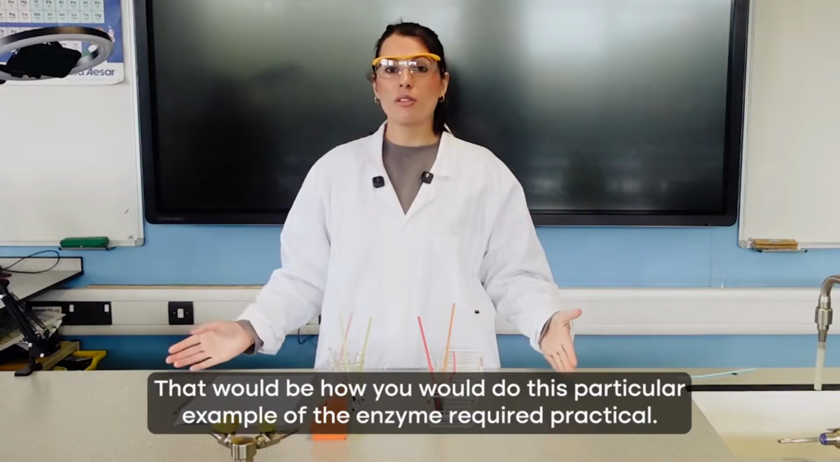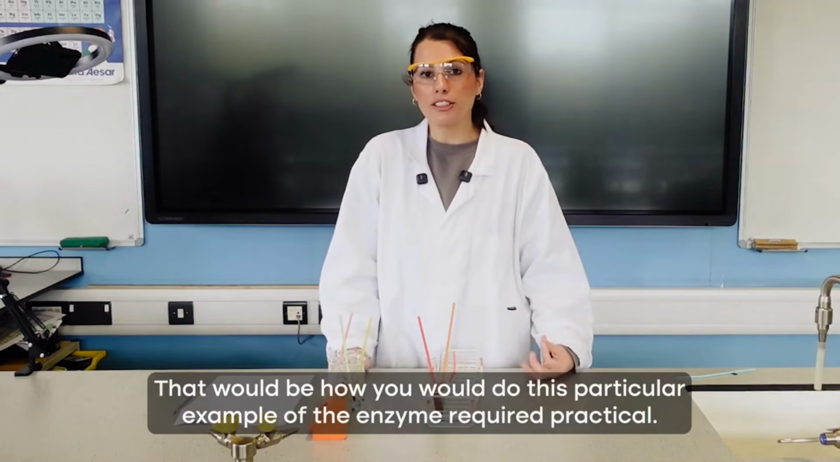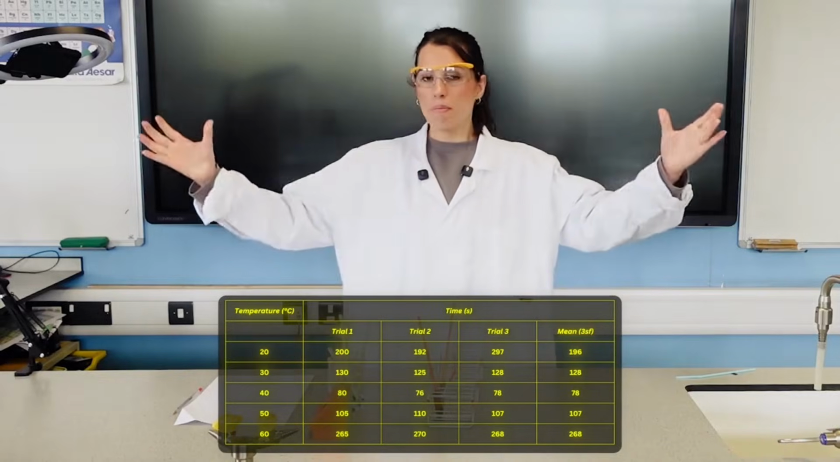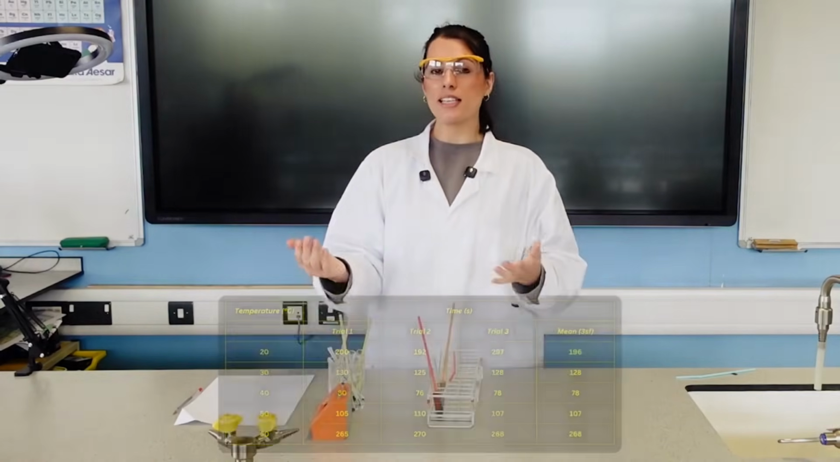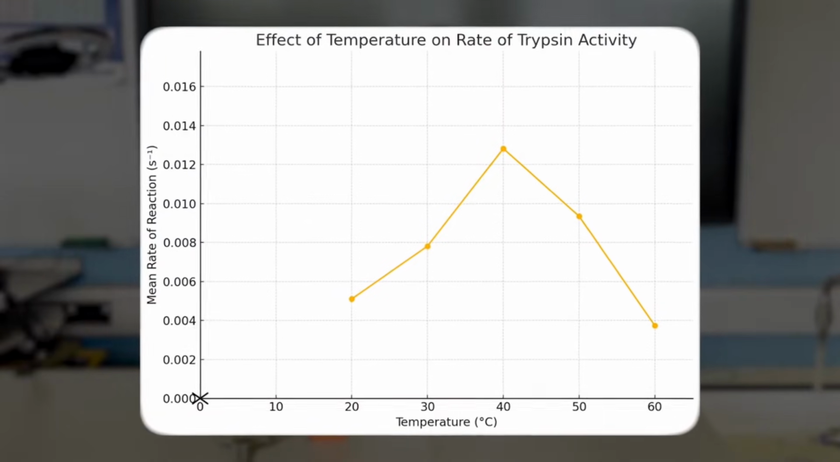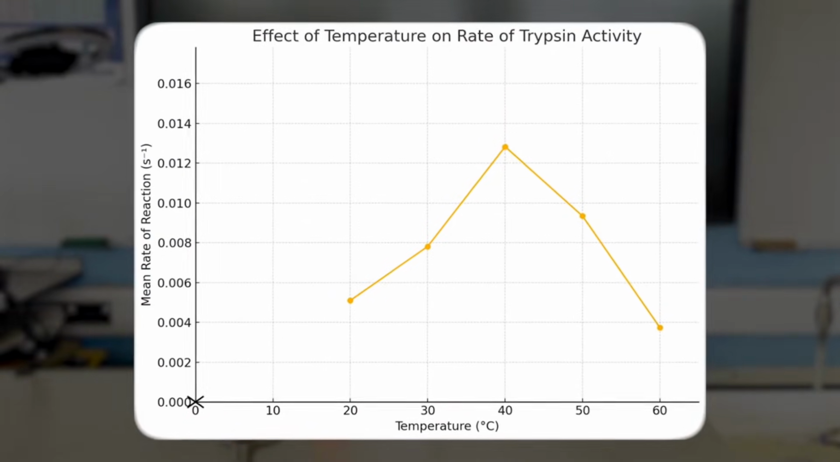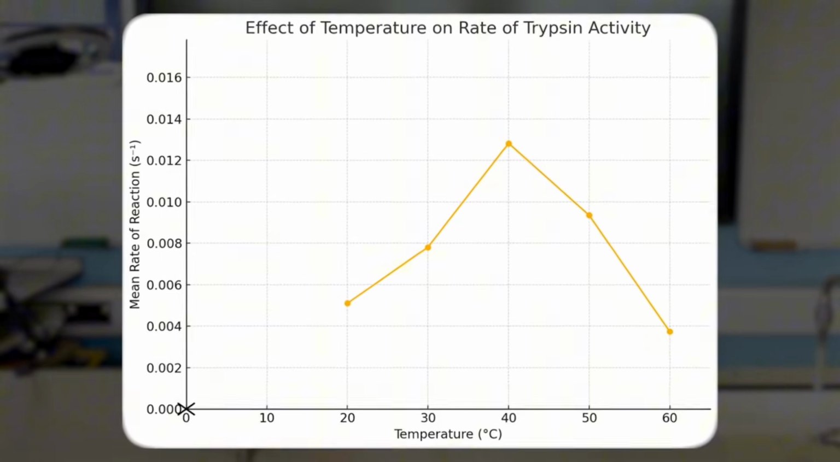So that would be how you would do this particular example of the enzyme required practical. Then you can get the students to pull their class data, calculate a mean, identify any anomalies, and then they could plot a graph of the mean, time taken, or you can convert it into rate of reaction with those different pHs, so they should get that typical curve that you'd see with pH.